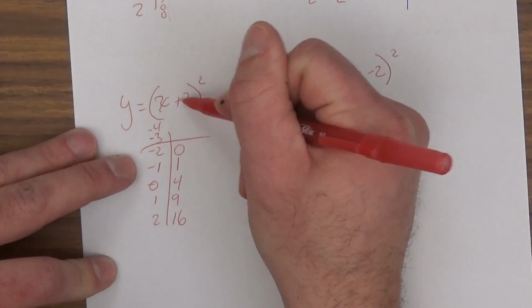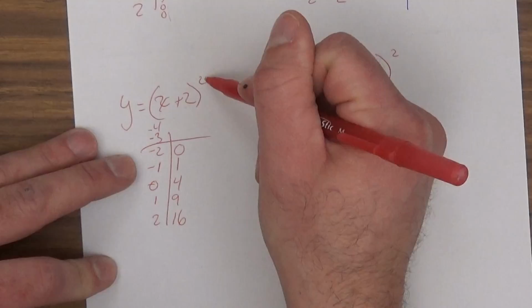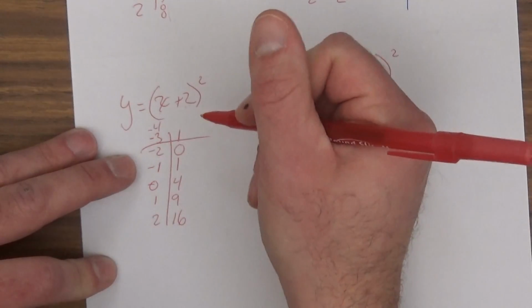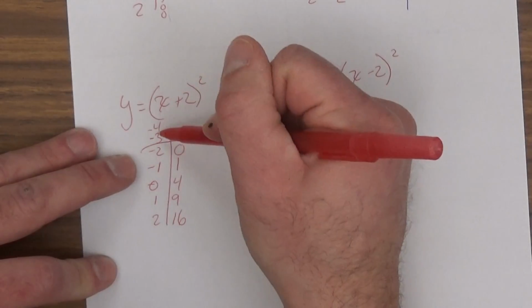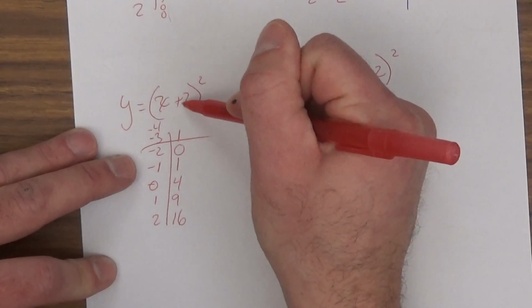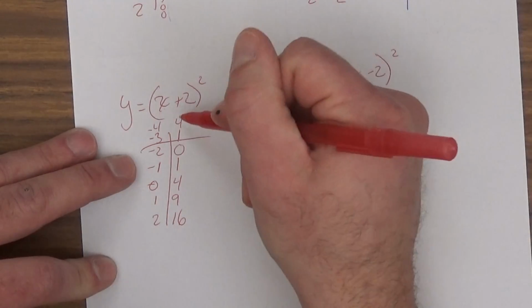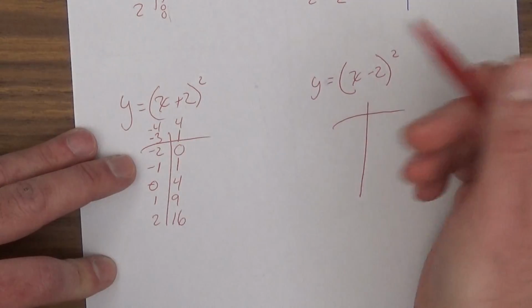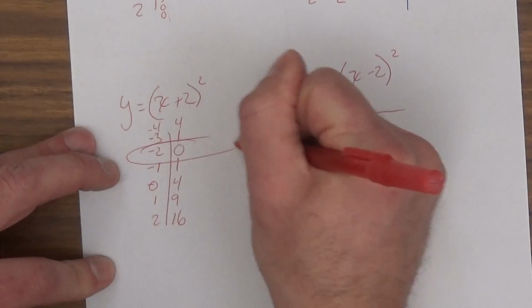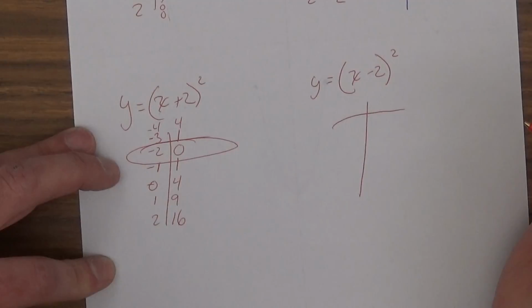So negative 3 plus 2 is negative 1 squared, which is 1. There we go. I bet you this one's 4. Negative 4 plus 2 is negative 2 squared, which is 4. All right, bet you the next one's 9 and then 16. So then what's my lowest one? There's my vertex right there.